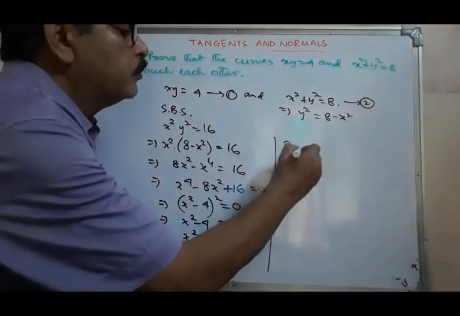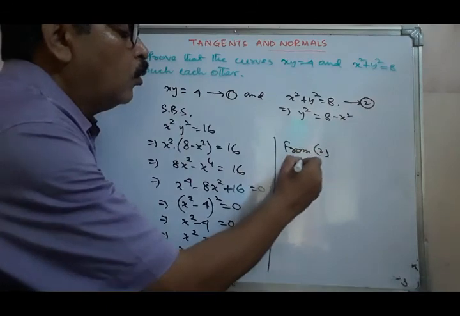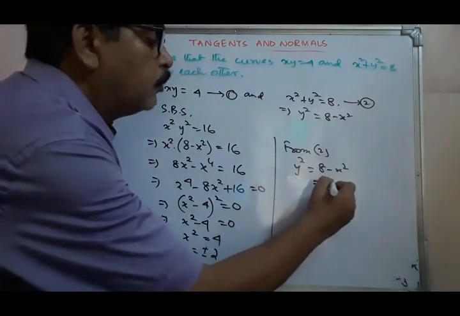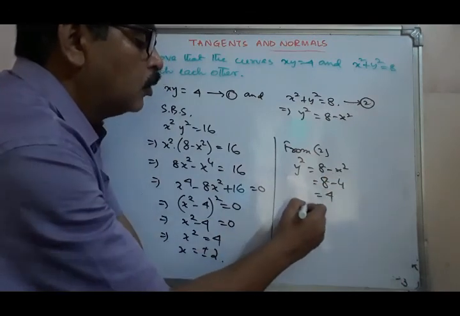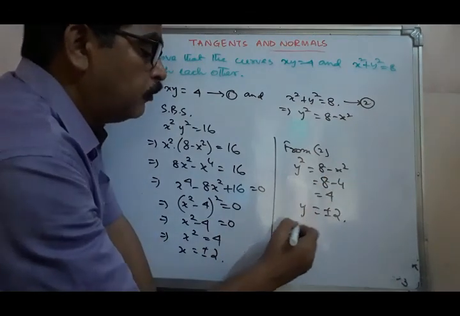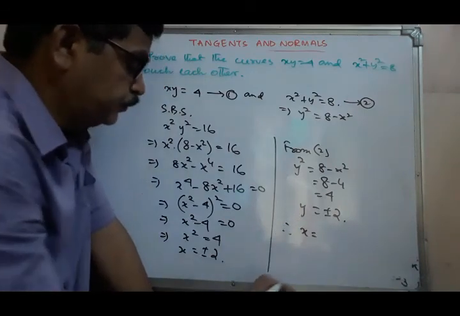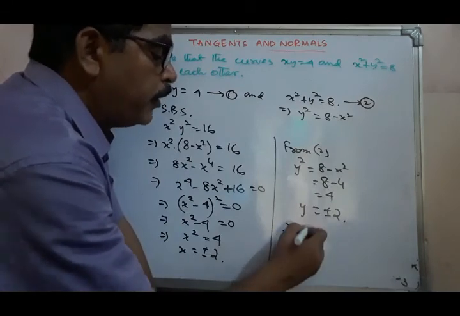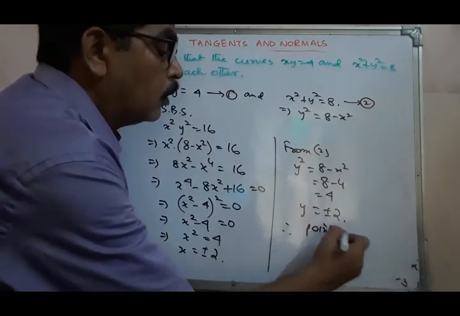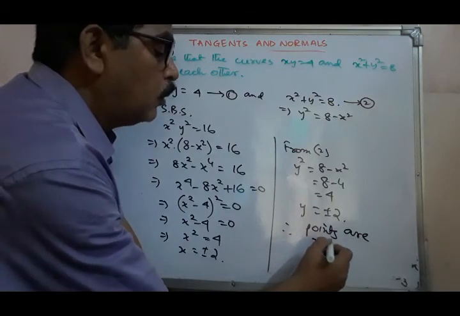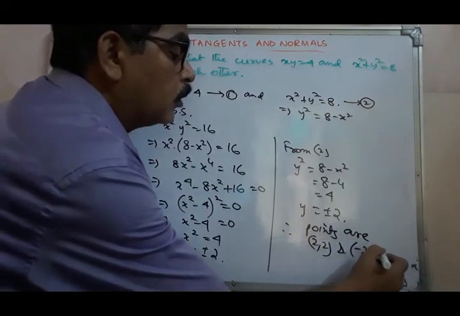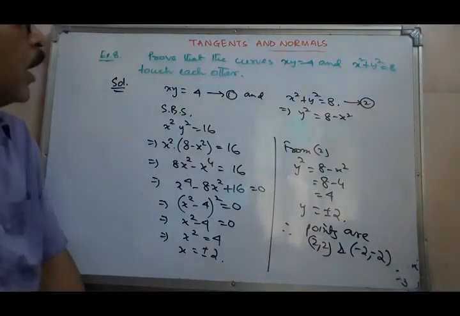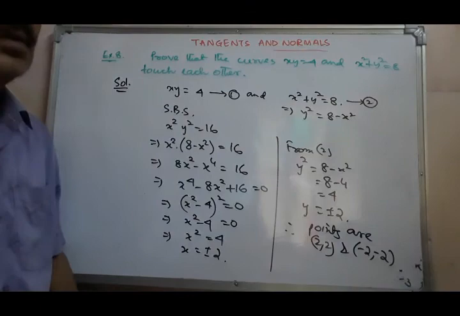From 2, y square equal to 8 minus x square, so 8 minus 4, that is 4, y equal to plus minus 2, therefore when x equal to 2, the points are 2 comma 2 and minus 2 comma minus 2.